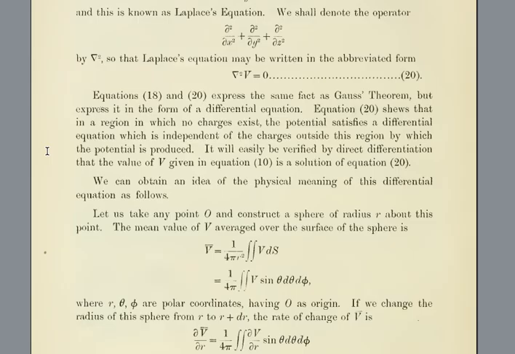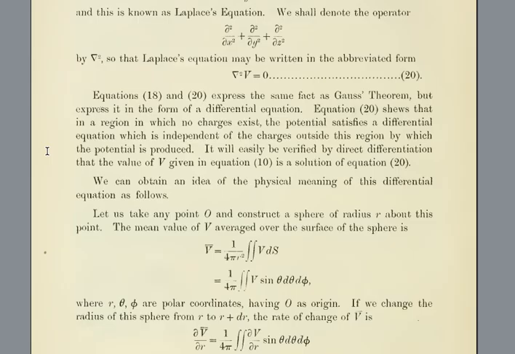Let us take any point and construct a sphere of radius r about this point. The mean value of the potential averaged over the surface of the sphere is equal to the integral of the potential over the sphere divided by the surface area of the sphere, where r and the angles theta and phi are polar coordinates, having the origin as their reference point.